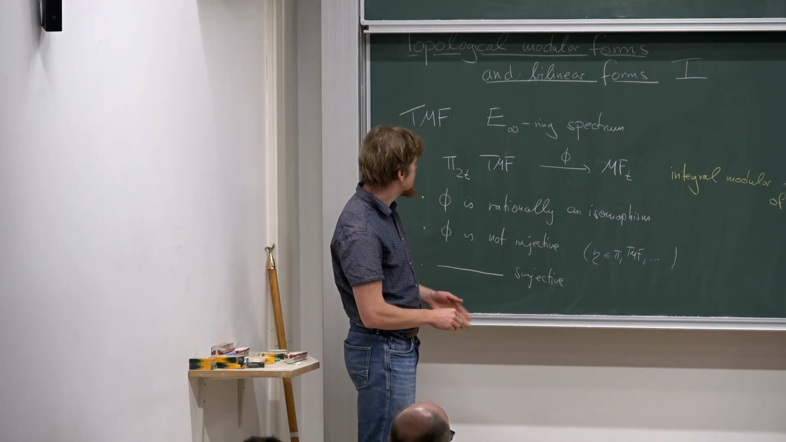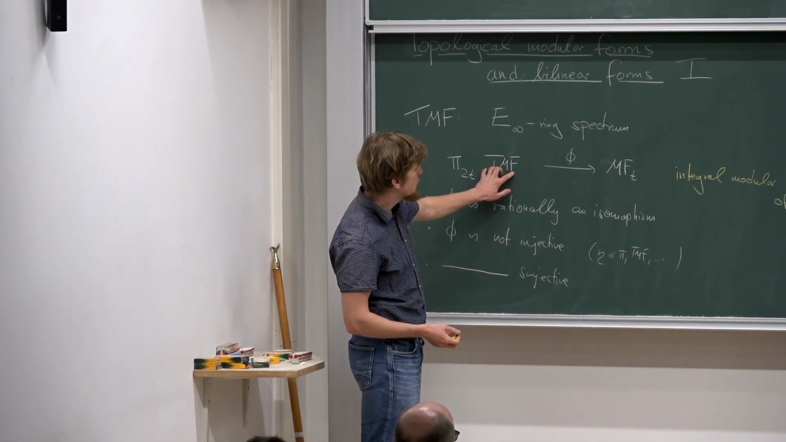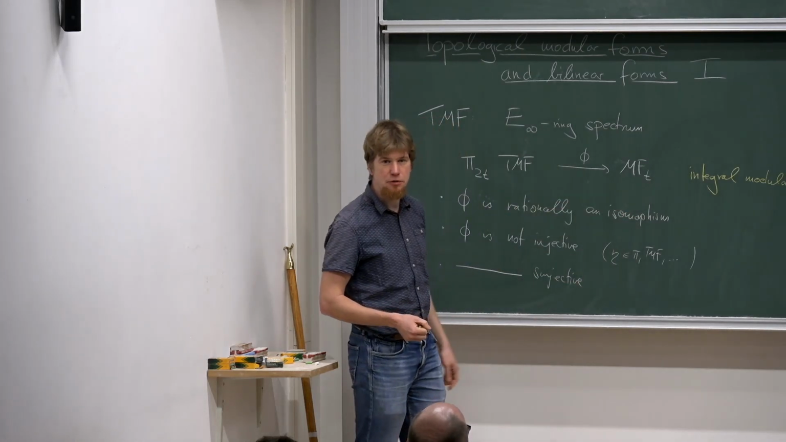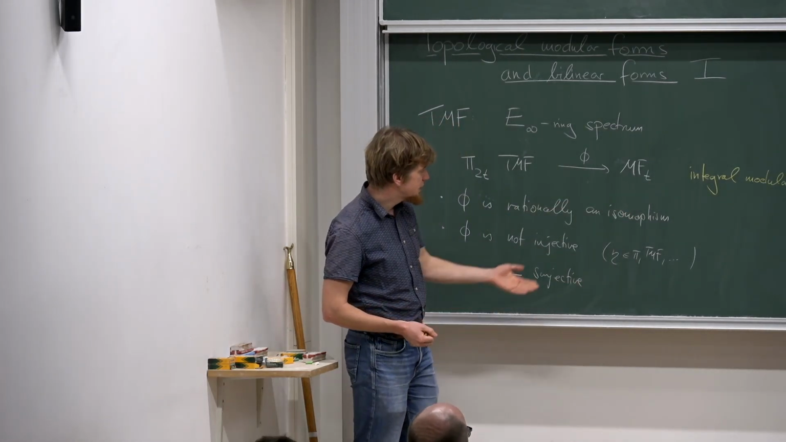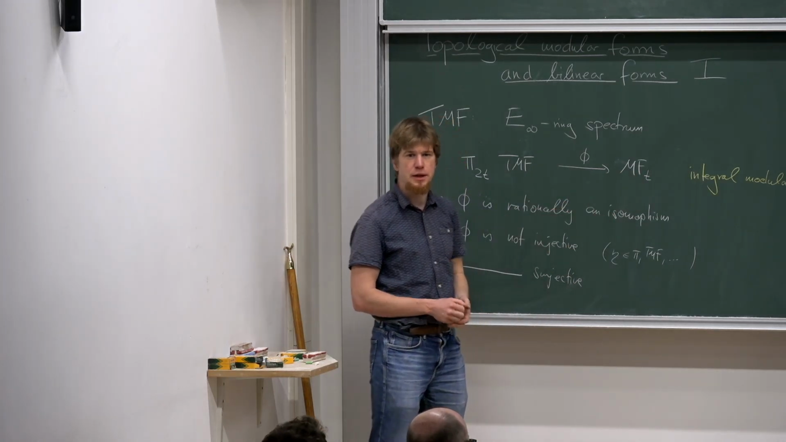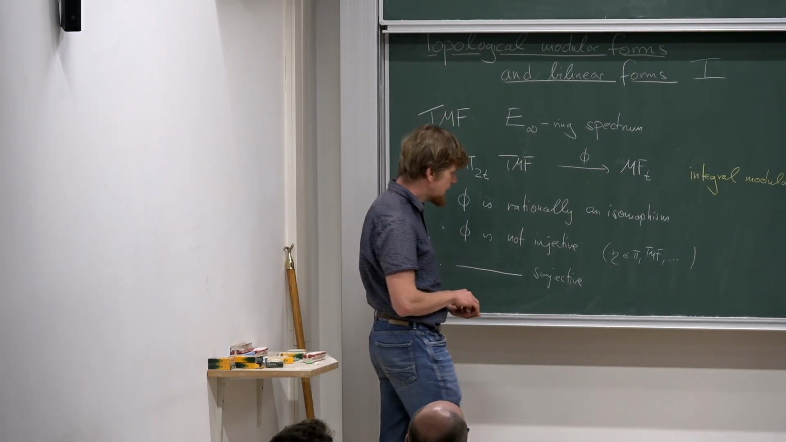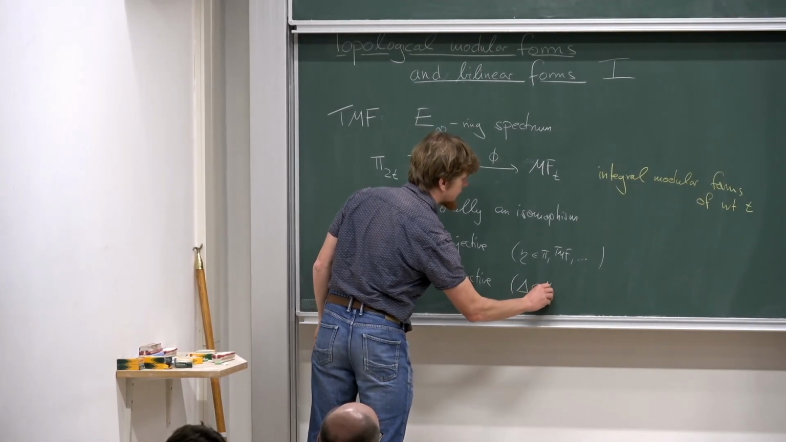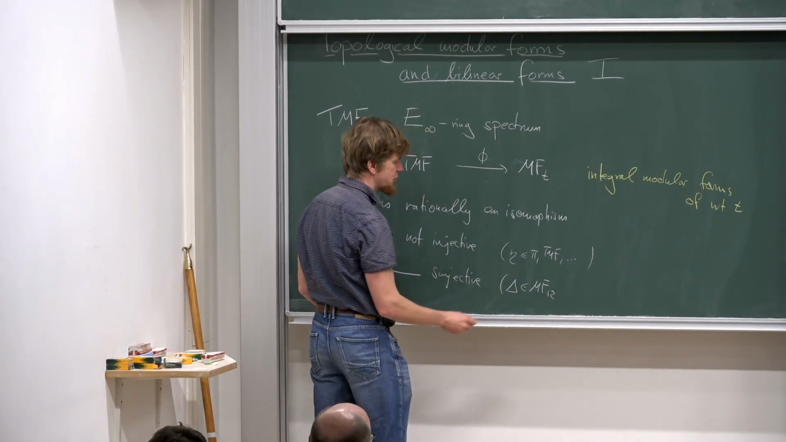So in some sense, you can view TMF as something which is an amalgamation of modular forms and some part of the homotopy groups of the sphere. So we see a lot of the homotopy groups of spheres in TMF, but I see also a lot of modular forms in there. And it's also not surjective. For example, there is a certain modular form, delta, of weight 12, which is not in the image.